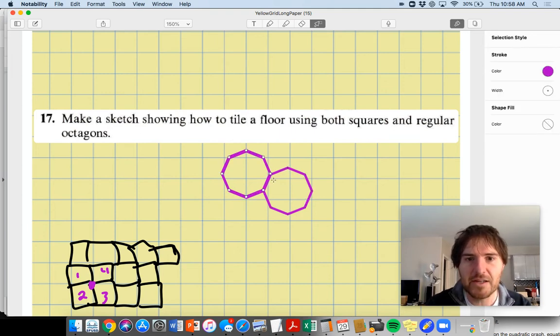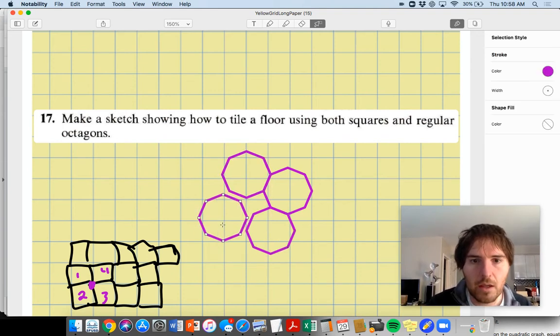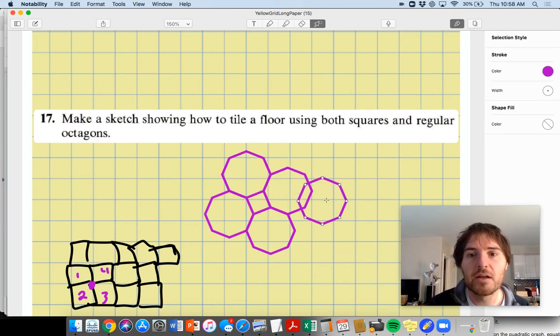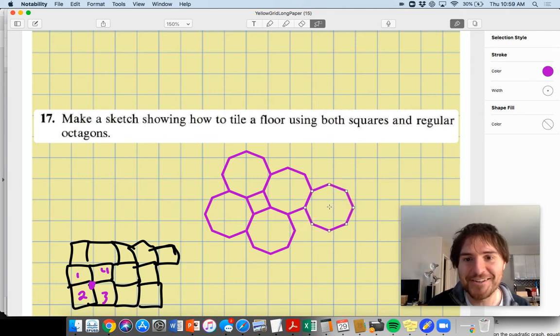So this is a common design, isn't it? Where have you seen a design like this before? Check it out. Boom, and boom. There you have it. Gorgeous, if you don't mind me saying. That's a gorgeous design. It's a very common design that you see in flooring.